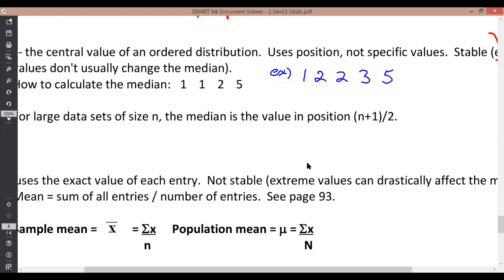1, 2, 2, 3, 5. It's already in order left to right. Notice here, n equals 5. Whenever you have an odd number of data items, you're going to have a median that lies right in the center, where it splits this apart with the lower items down here and the same number of upper items up here. So in this case, my median would be the number 2.